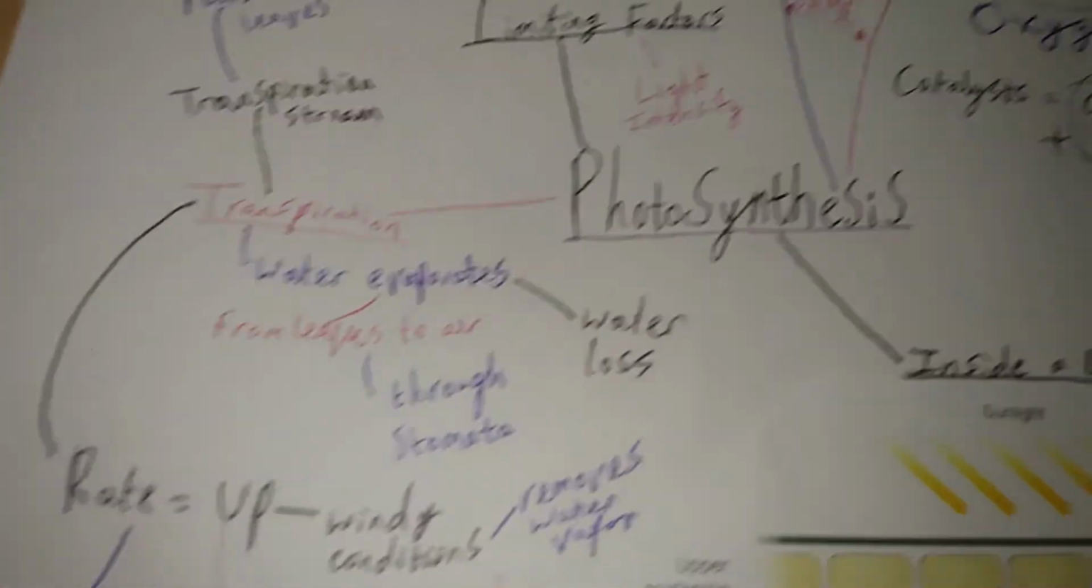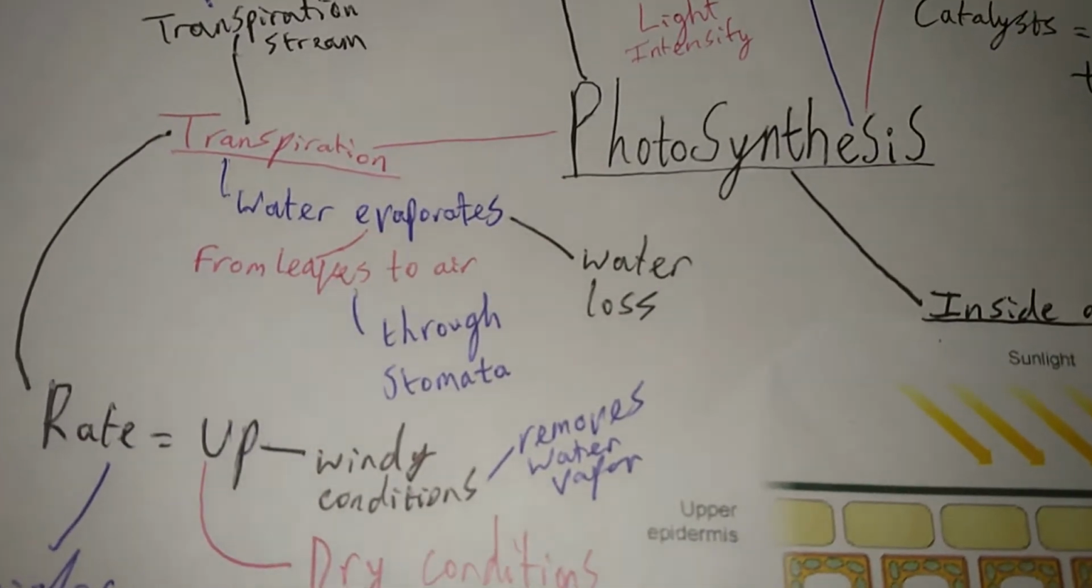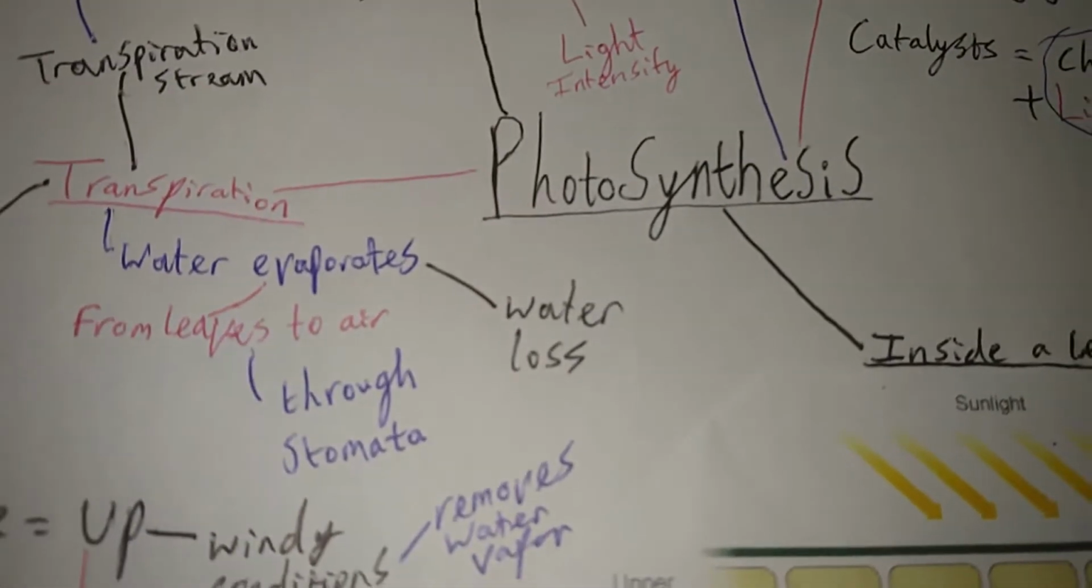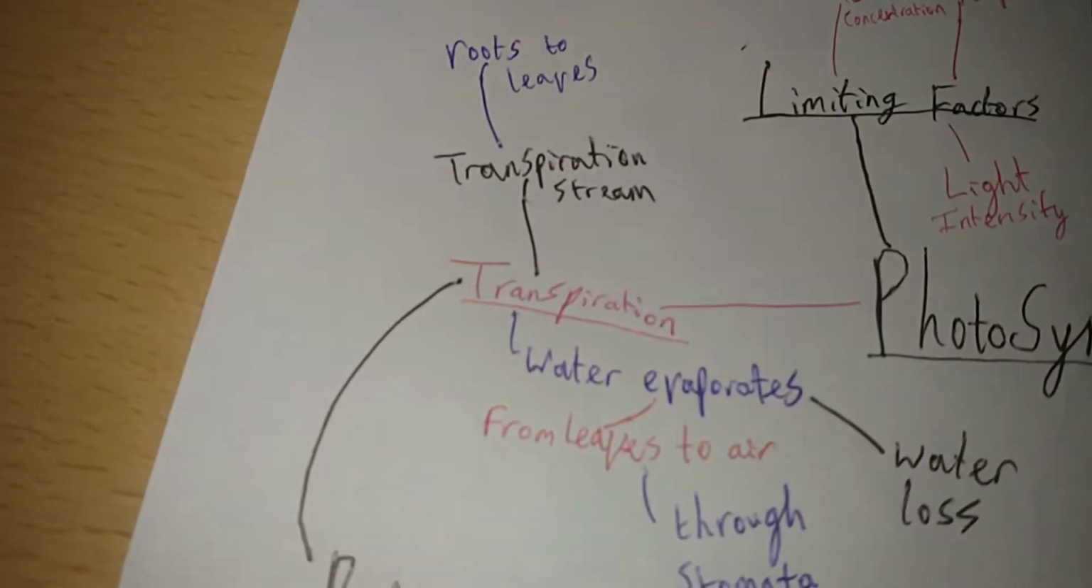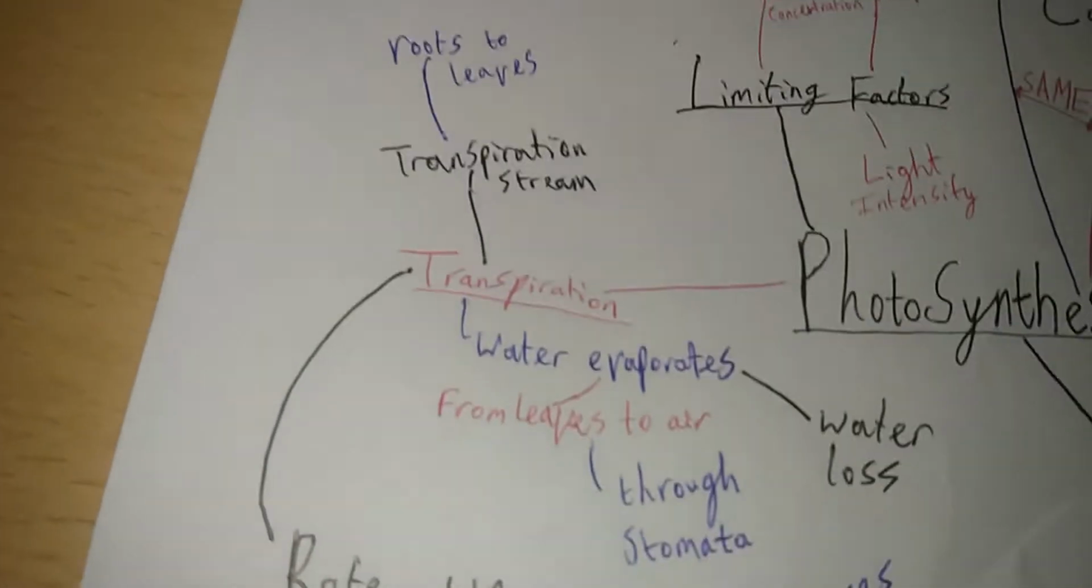So next we've got transpiration. It's basically a thing where water evaporates from the leaves to the air. It happens through the stomata and can lead to a lot of water loss. The transpiration stream is where water goes from the roots to the leaves.